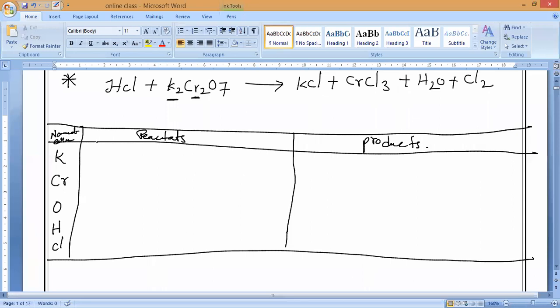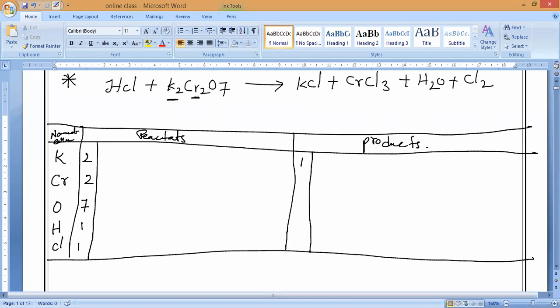What is the first step? You all know, the common step. We have to write the number of atoms on the reactant side and the number of atoms on the product side. So tell me, potassium, how many? Two. Next, chromium also 2. Oxygen 7, hydrogen 1, chlorine 1.